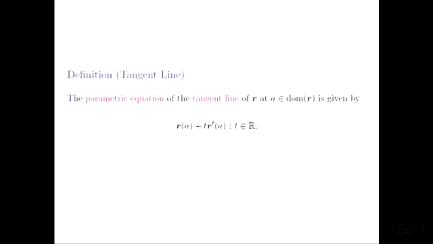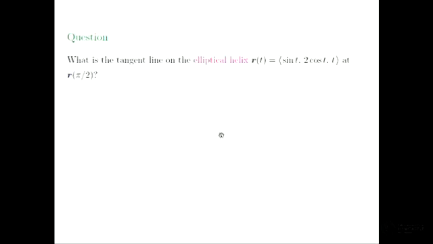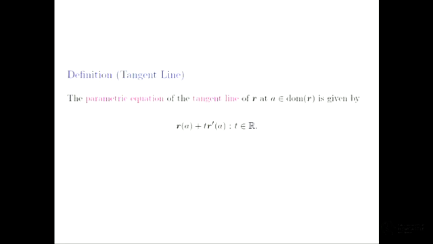We're going to use algebra. That's the point. Okay, so the parametric equation of the tangent line then is given by, so if we want the tangent line at r(a), we have to start at r(a) and then move in the direction of the vector tangent at a. Right, so it's very simple. What is the tangent line on the elliptical helix (sine t, 2 cos t, t) at t equals pi half? So this should be something that you're already able to do, right, given that I've told you this. Right, so we're going to need to determine what r prime at a is and r(a) is.